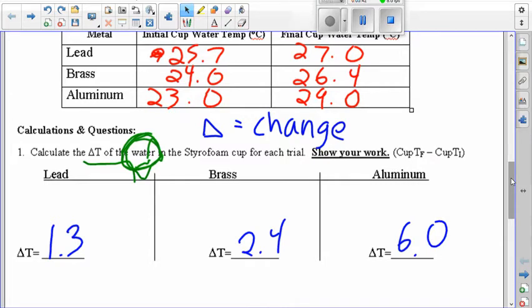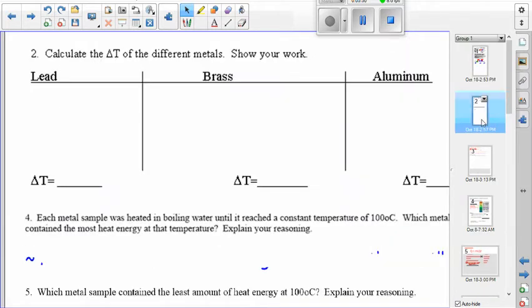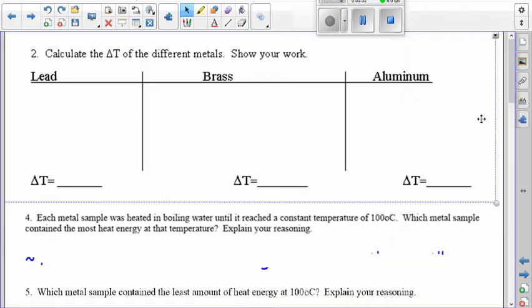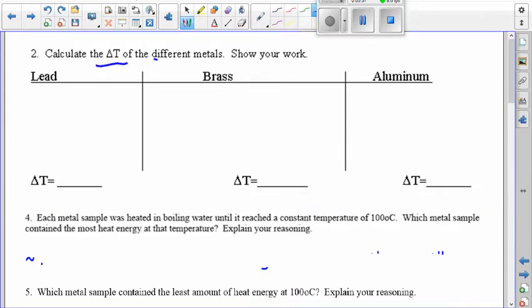Lead made the water's temperature change the least. Brass medium. Aluminum the most. Okay? Aluminum the most. All right. Well, we'll keep that in mind for now. Let's go over here. My next question is calculate the delta T of the metals themselves, okay? Last time I asked you about the delta T of the water. Now I want to know about the delta T of the metals, okay?